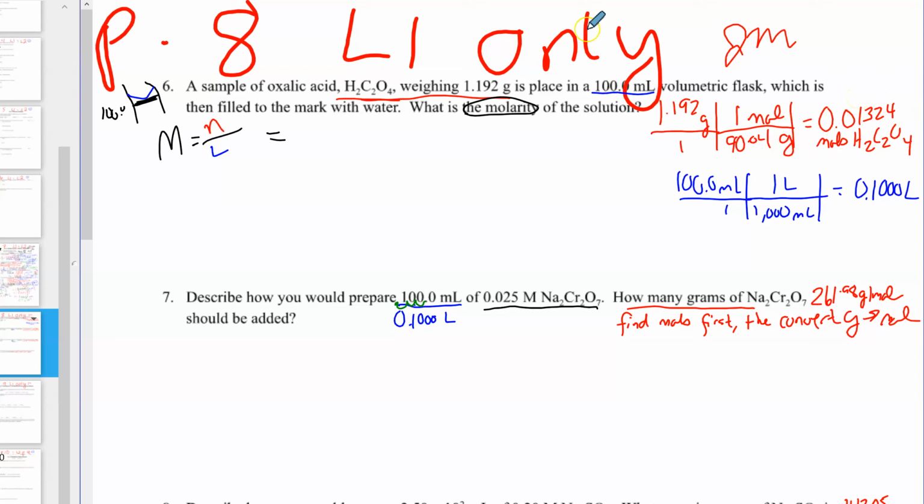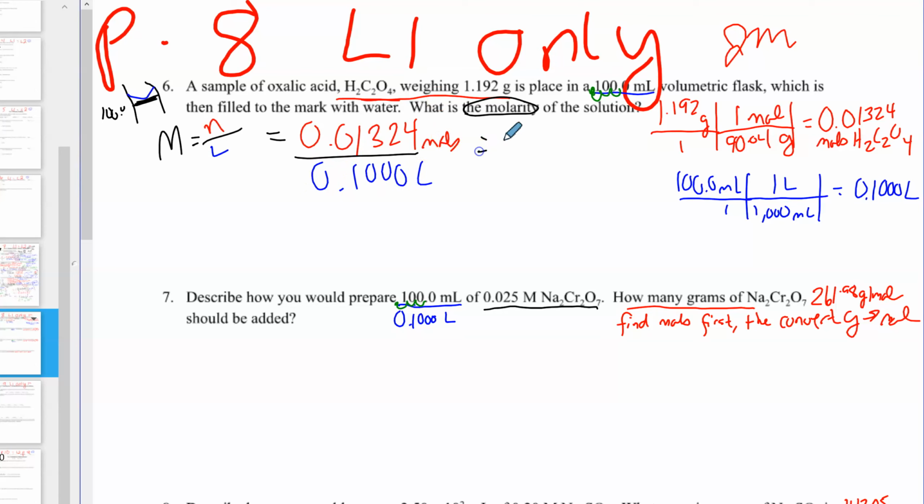And then for my volume, remember we always have to go to liters, so we take the milliliters, cancel mL, go to liters. The other quick trick is that 1,000 is 3 powers of 10, so you can just hop your decimal point 3 places over, so 0.1 liters. Okay, so let's plug in and solve. My number of moles is 0.01324, and then we need to divide that by our number of liters, which is 0.1000, getting all those sig figs.